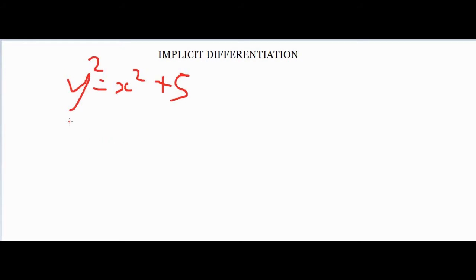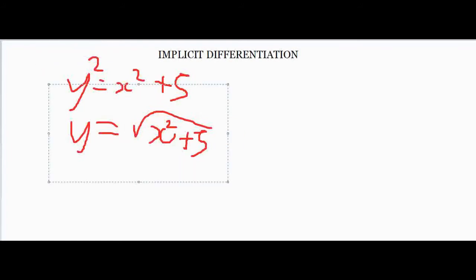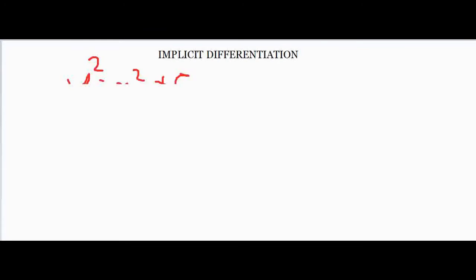Now, some people might just go ahead and write y is equal to the root of x squared plus 5, and then use the chain rule. But using implicit differentiation, we can make this much simpler. So let's look at what happens if we were to differentiate y equals x squared plus 5.